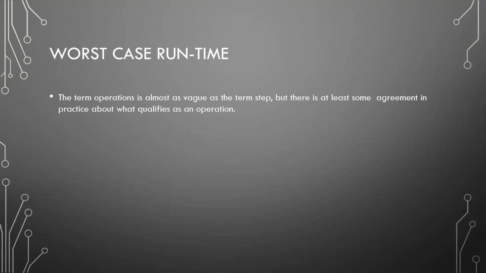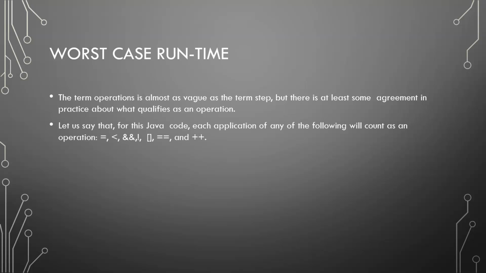Well, in this case, the term operations is kind of vague, just like the term step. But there's some agreement in practice about what qualifies as an actual operation. For example, for our Java code on the previous slide, each application of any of the following will count as an operation: equals, less than, and, not, using brackets, equals, even plus plus. Obviously, you can throw other ones in there, for example minus for a decrementer as well.